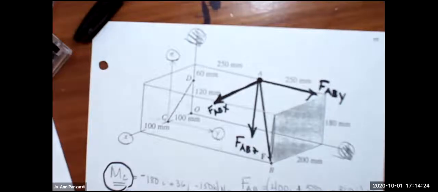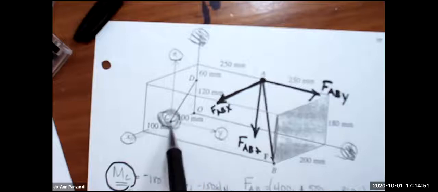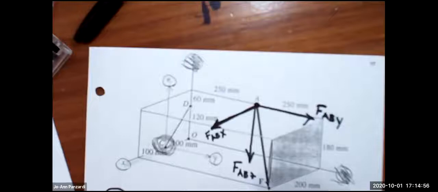So why am I trying to find the moment about the x, y, and z axis through point C? Can I skip this one? Sure. It's kind of a crazy question. The point is that's what I'm asking you to do. The problem is to find the moment about point C, so you have to find the moment about the x, y, and z axis through point C. And I cross these other ones out because sometimes my eye goes to those and I don't want them to.